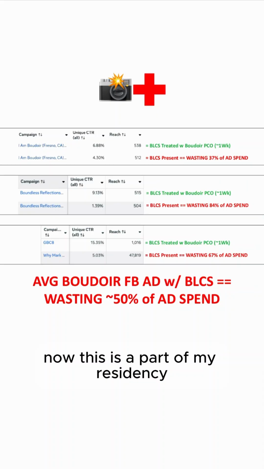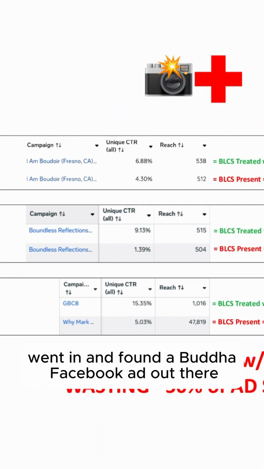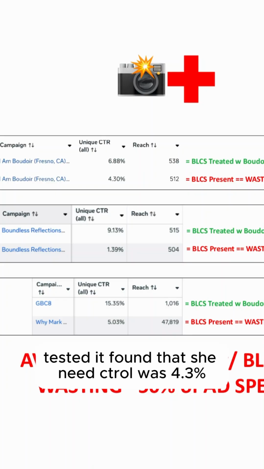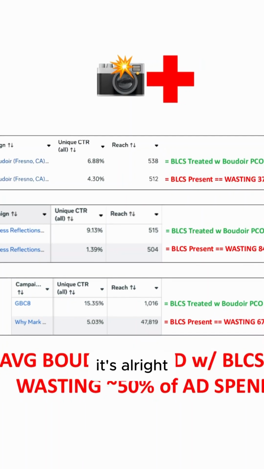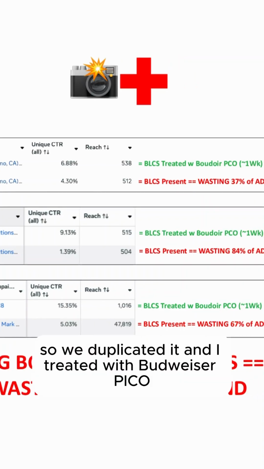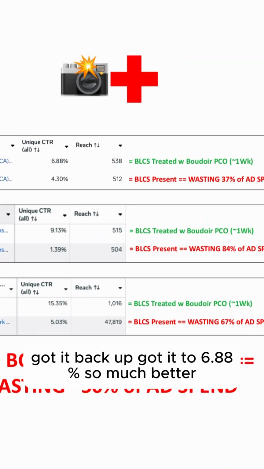Now, this was part of my residency. In the first part, I went out and found a Boudoir Facebook ad flying around, brought it back to the hospital, tested it, and found its unique CTR was 4.3%. So we know that BLCS is present because that is under 6%. So we duplicated it, and I treated it with Boudoir Pico, took about a week, and got it up to 6.88%. So, much better.